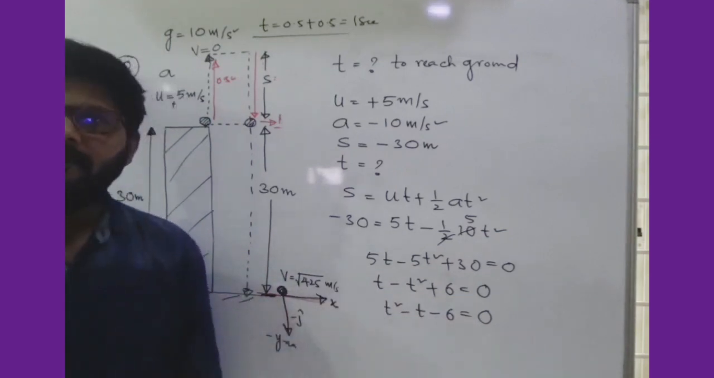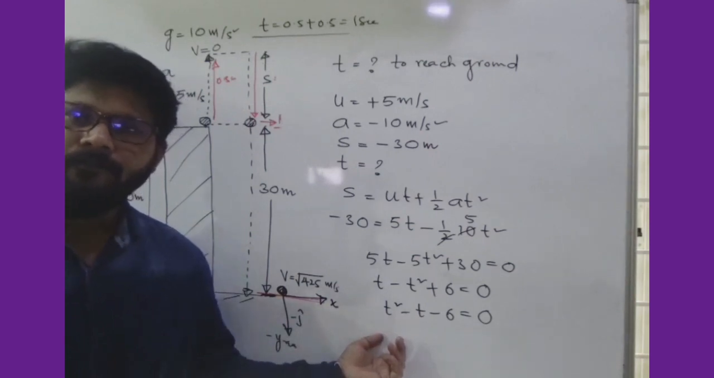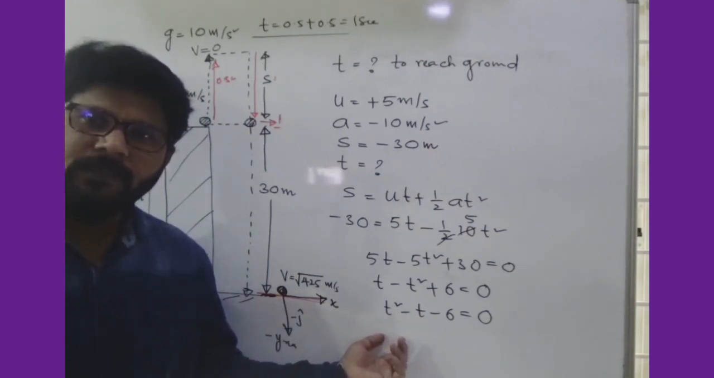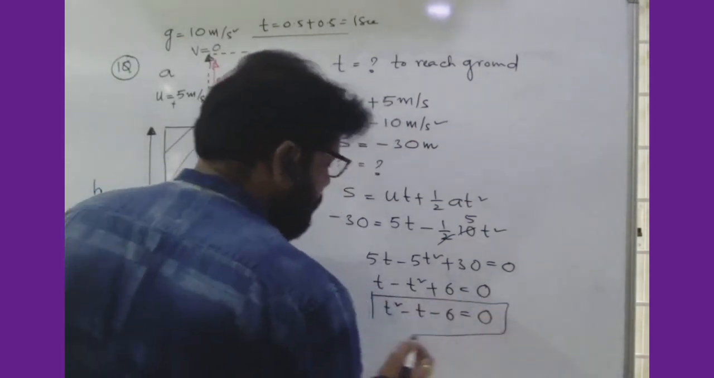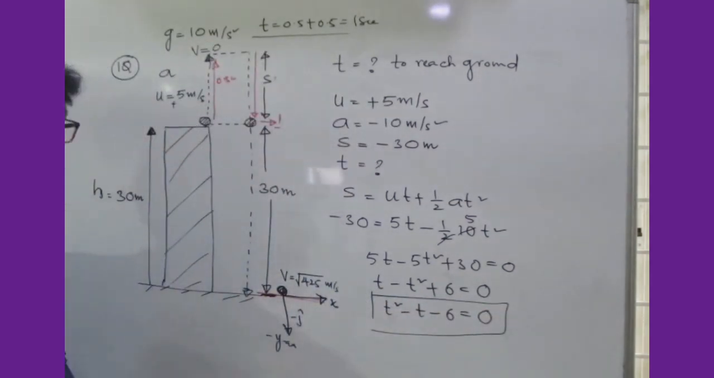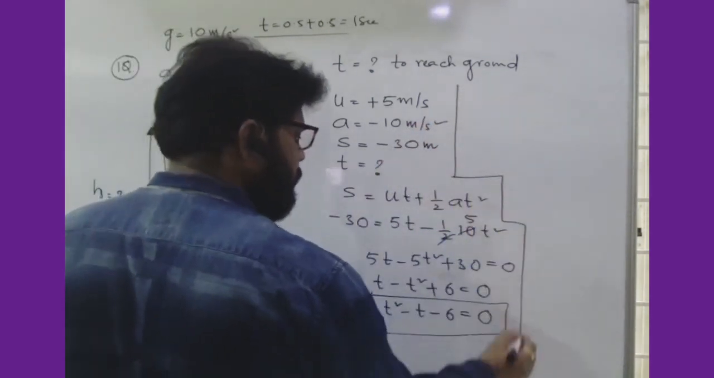This is a quadratic equation. Do you know how to solve a quadratic equation? All of you? Yes? No? Okay, in your 10th class you might have learned about this. t square minus t minus 6 is equal to 0. Then this can be method 1 to solve.